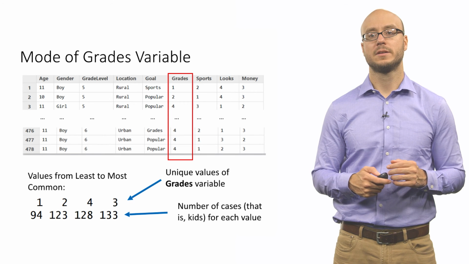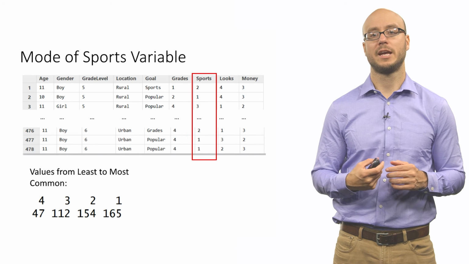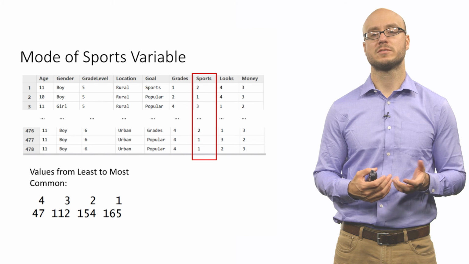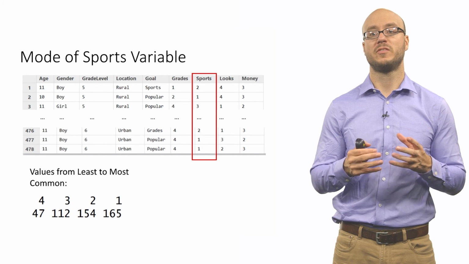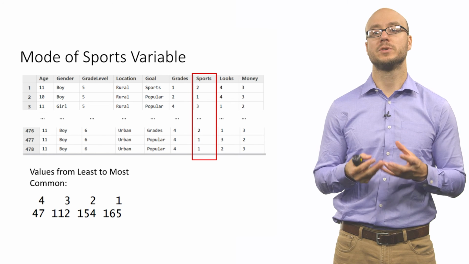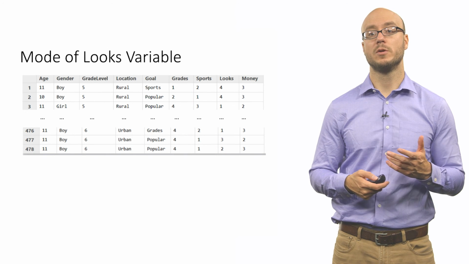If we look at the next variable, the sports variable, and we look at a table of counts from least to most frequent, you can see that 47 students ranked it as the 4th most important, all the way up to 165 students who ranked sports as the most important attribute or quality for being popular. And so in that case, the mode is 1.